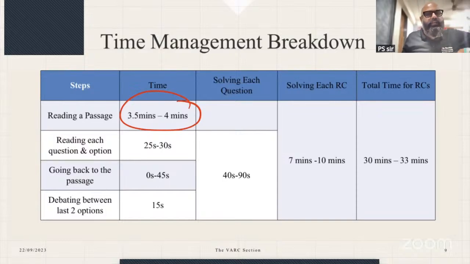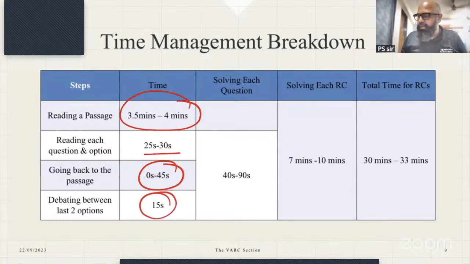Reading each question and option should take another 25 to 30 odd seconds. Going back to the passage, yes, we do, and we should, wherein there are specific idea-based questions. So somewhere around 45 odd seconds. And the last two options take somewhere around 15 seconds. So 45 to 90 odd seconds is what we are talking about for solving each question.